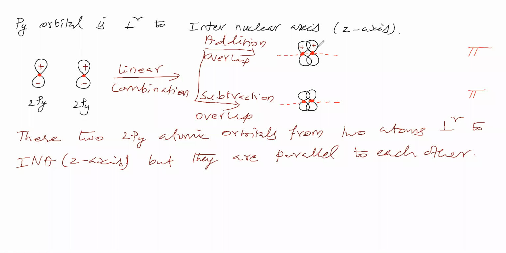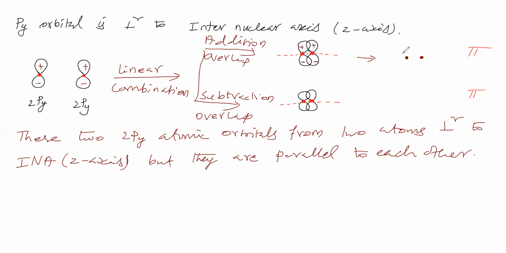These two lobes are undergoing overlapping, therefore they should have the same sign, then only we can call this an addition overlap. The above lobe is positive and the lower lobe is negative, therefore here also negative we have to give. Same sign, therefore addition overlap. This is also addition overlap. So they are undergoing addition overlap, therefore we are getting a molecular orbital. This is the nucleus of one atom, and the nucleus of another atom.